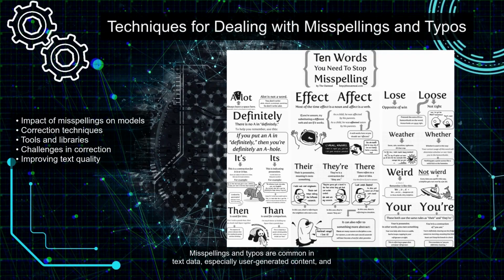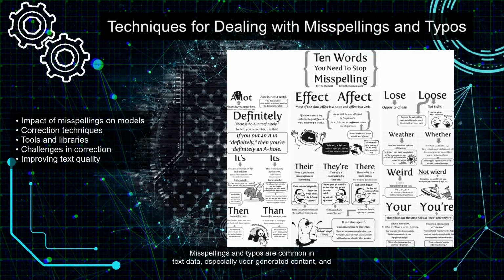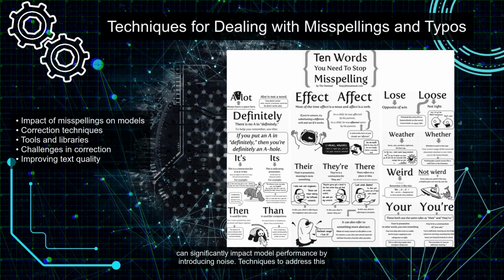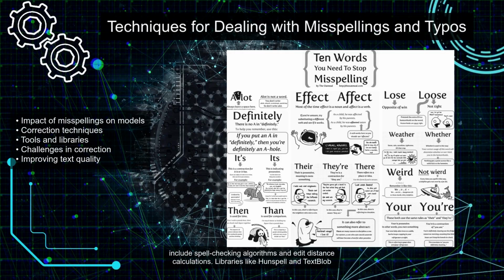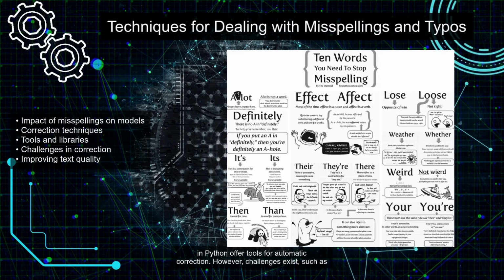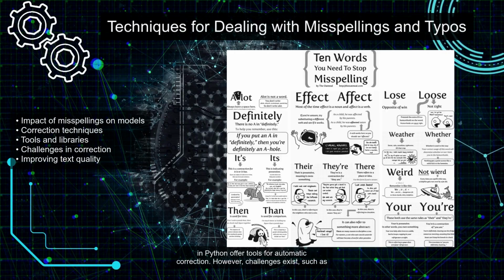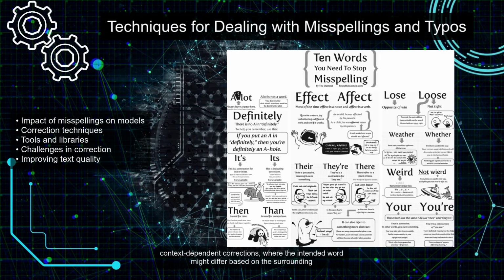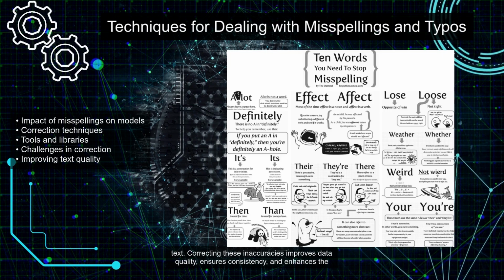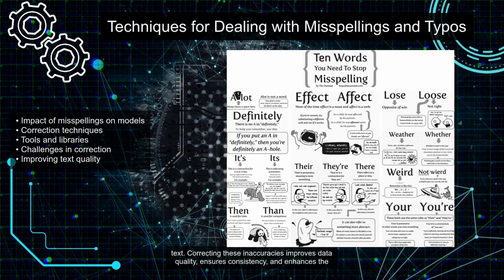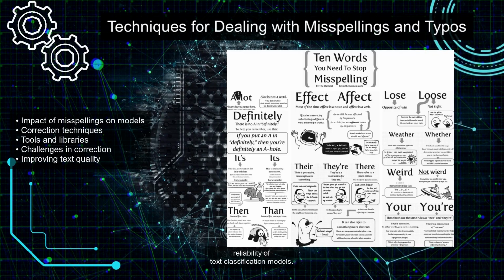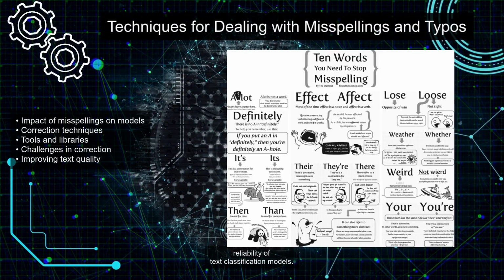Misspellings and typos are common in text data, especially user-generated content, and can significantly impact model performance by introducing noise. Techniques to address this include spell-checking algorithms and edit distance calculations. Libraries like Hunspell and TextBlob in Python offer tools for automatic correction. However, challenges exist, such as context-dependent corrections, where the intended word might differ based on the surrounding text. Correcting these inaccuracies improves data quality, ensures consistency, and enhances the reliability of text classification models.